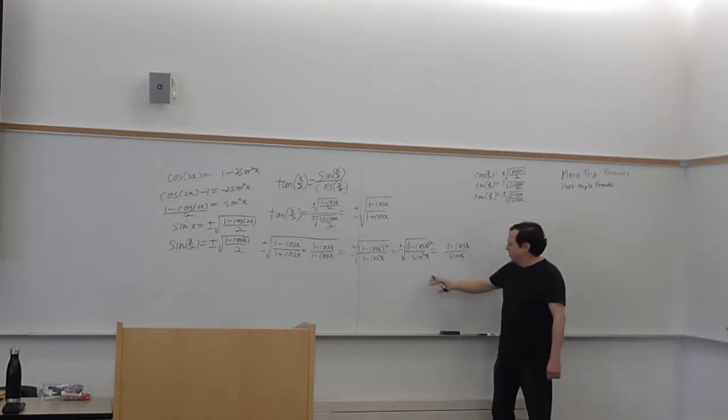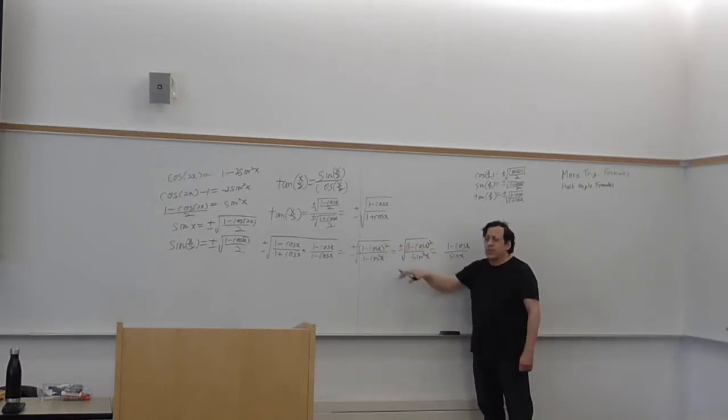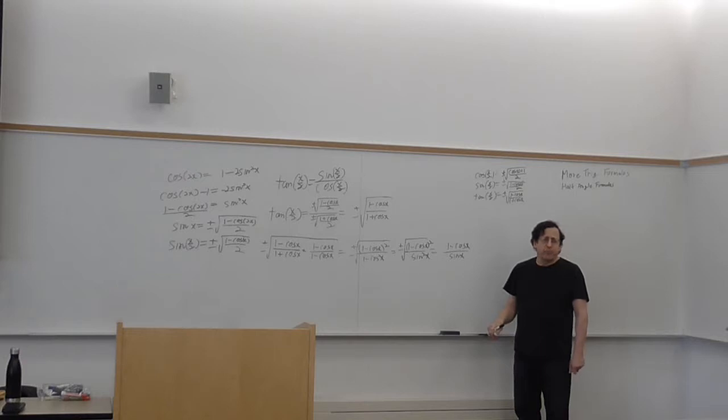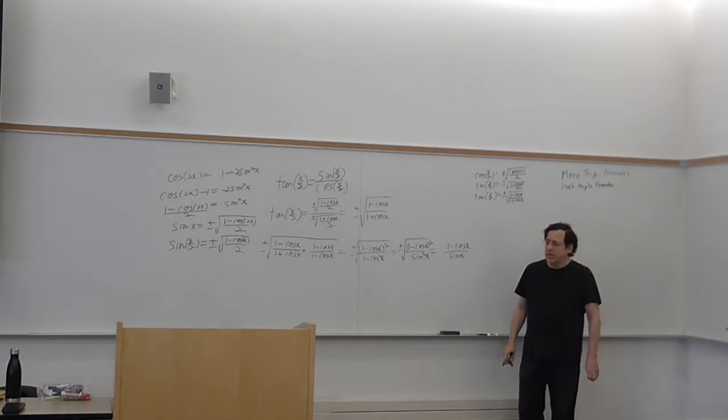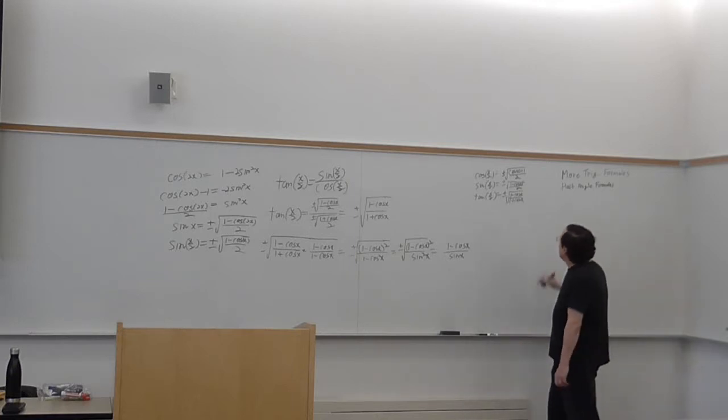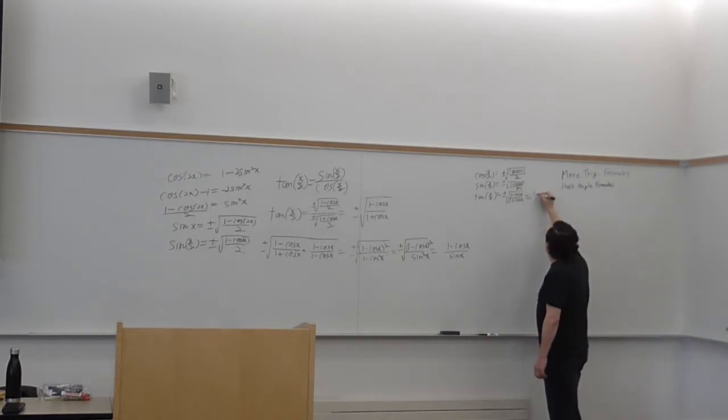Now, you might ask, what happened to the plus or minus? Well, if you check x and y in each of the quadrants, you'll find that in all cases this is going to be positive. So another form here is 1 minus cosine of x over sine of x.